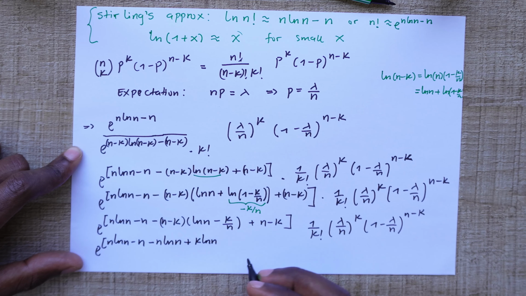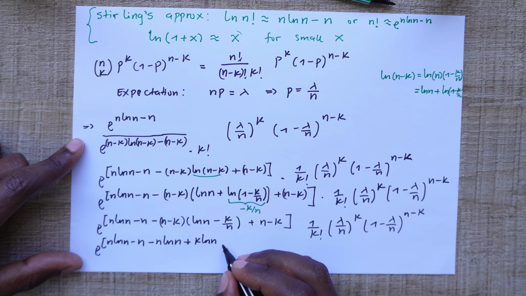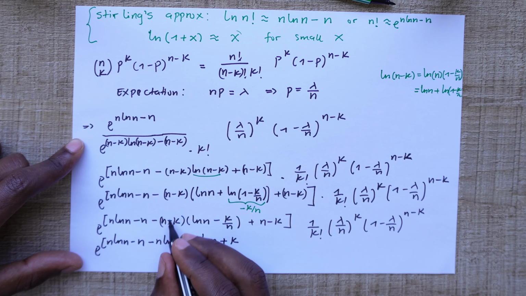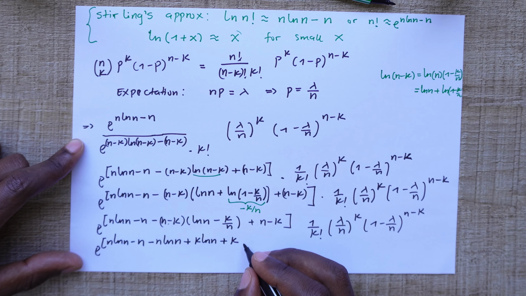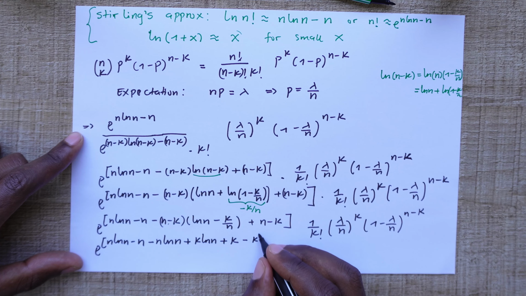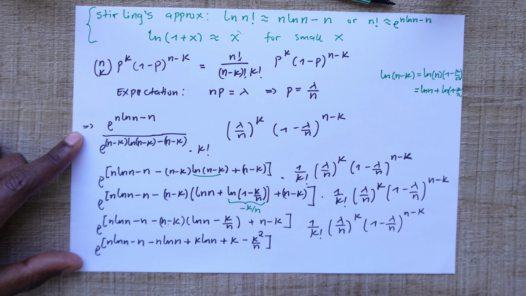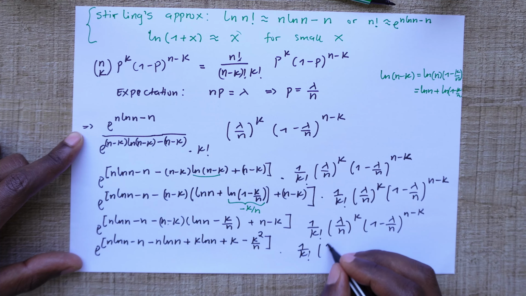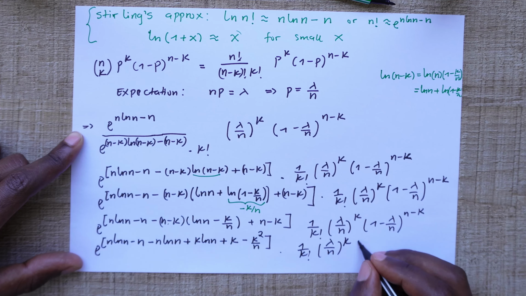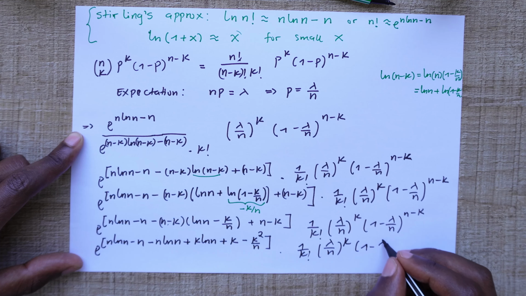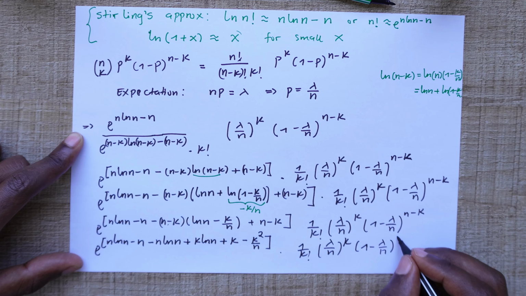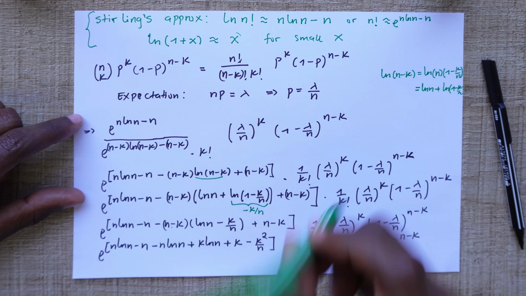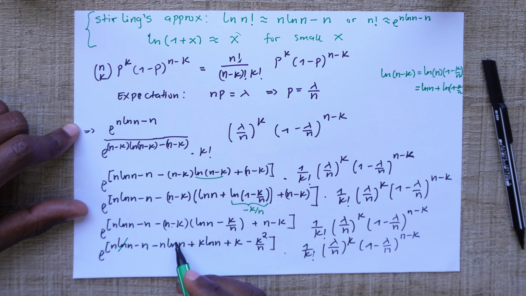And then we do the same thing here. We're going to have plus k, this multiplied by this, and then this multiplied by that. We are going to have minus k squared over n. And then we have this constant here, 1 over k factorial, lambda over n to the power k, 1 minus lambda over n to the power n minus k. And then we can notice that there are terms that are going to cancel. This term cancels with this one.